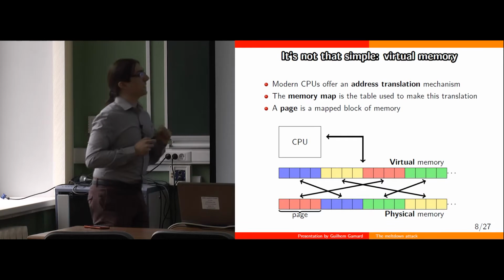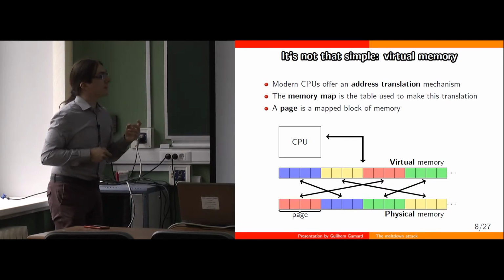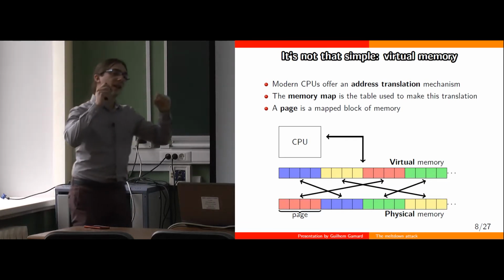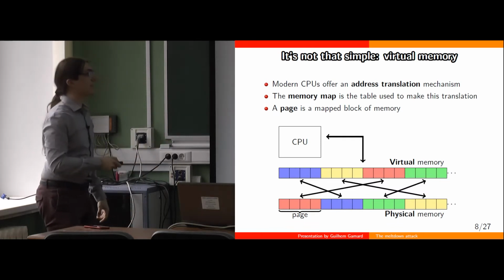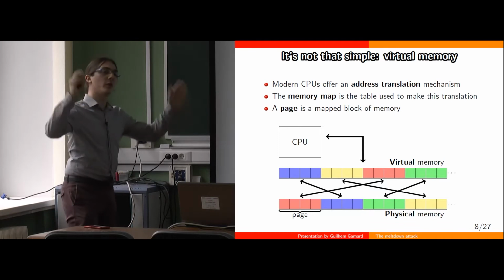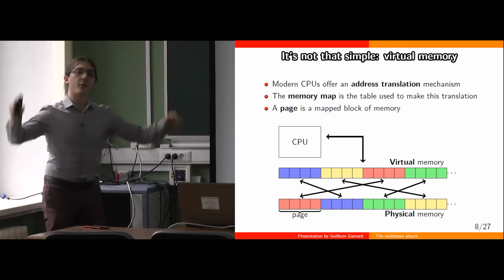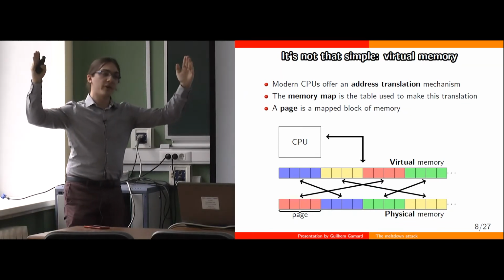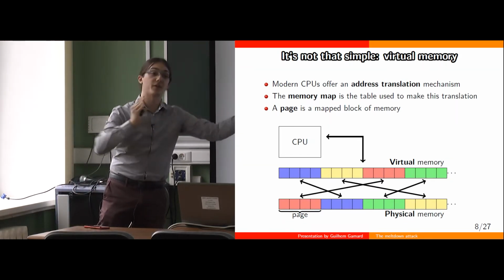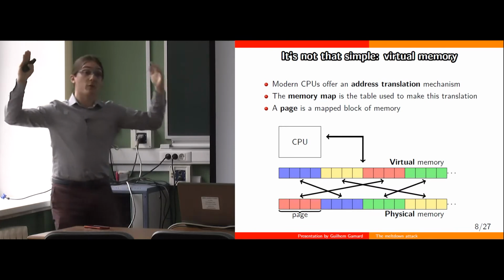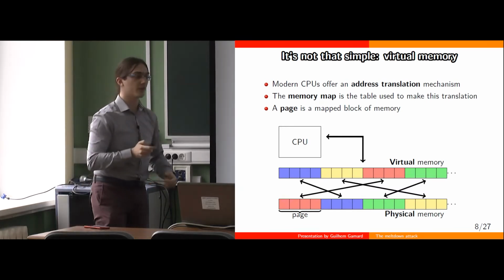Just a detail, because vocabulary will be important. We do not translate address by address. It's not possible to make a mapping where every single cell is mapped to any other single cell. Usually we map by blocks. We say the first 1,000 cells of virtual memory are going to map to these 1,000 cells of physical memory, because it's much simpler to just talk about blocks all the time instead of single addresses.